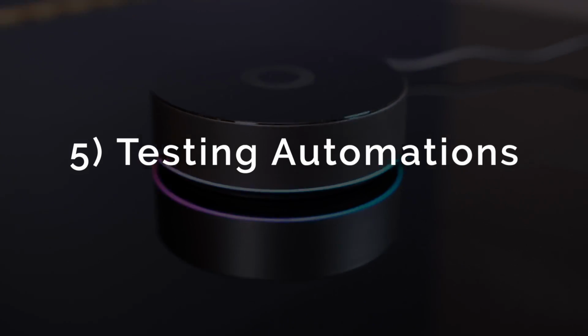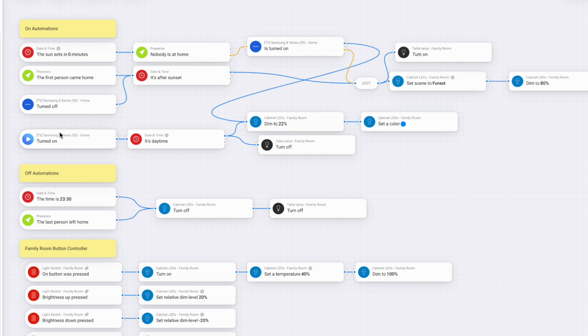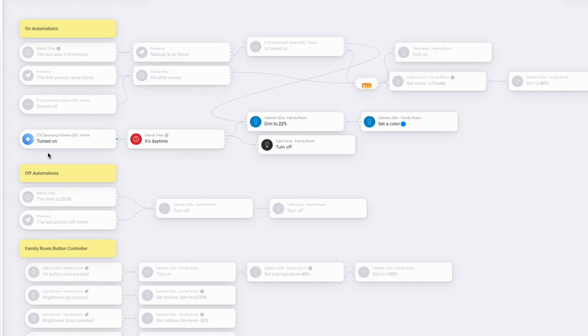Testing your automations. Testing your automations is so easy in advanced flows. You just right-click on any card and you can test the flow from that point forward.